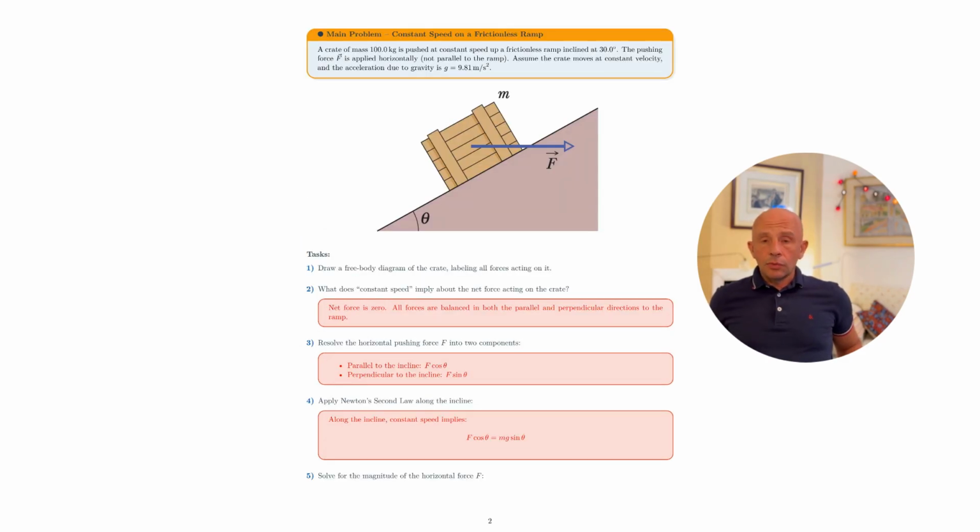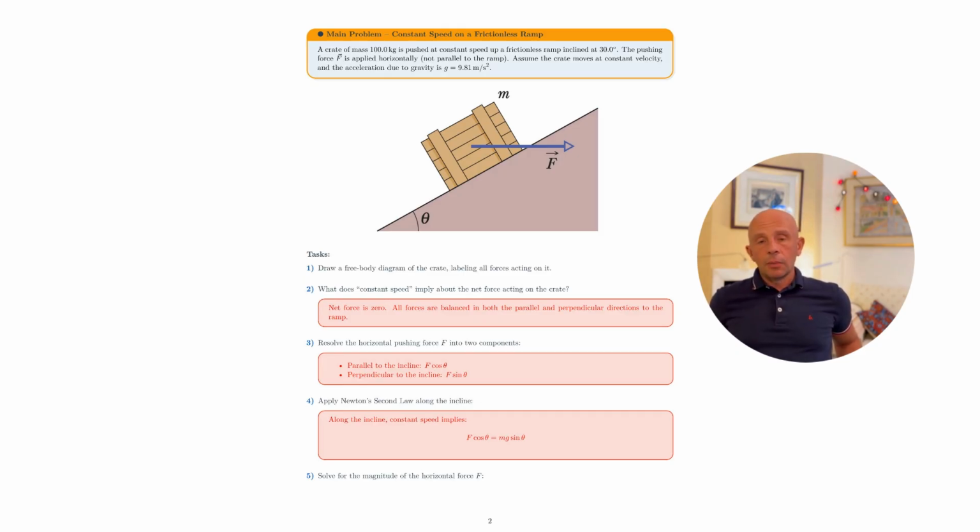Now let's turn to page 2 for the main problem, pushing a 100-kilogram crate up a frictionless ramp. You can see the setup in the diagram provided. Task 1 asks for a free body diagram. We have 3 forces: the weight mg acting straight down, the normal force N acting perpendicular to the ramp's surface, and the applied horizontal force F. Task 2 asks what constant speed implies. As the answer states, this is the key. Constant speed means 0 acceleration, so the net force must be 0. The forces are balanced in all directions.